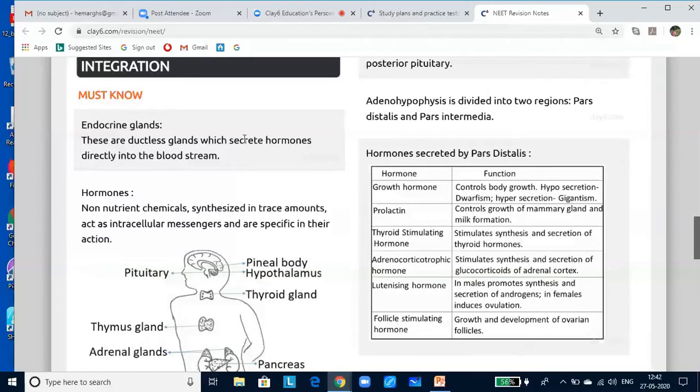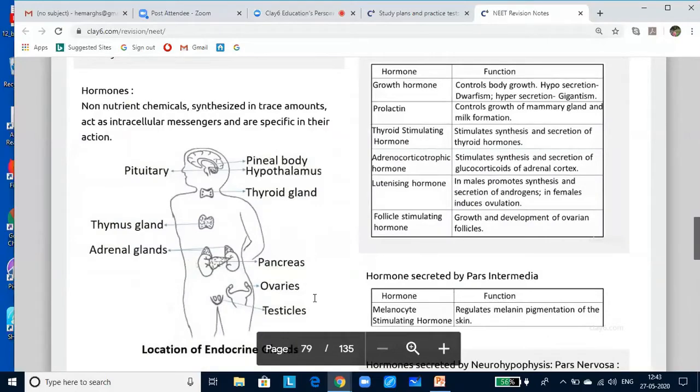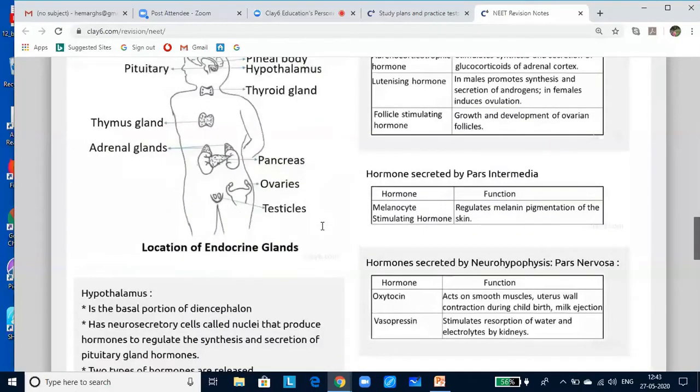And the branch of science that is dealing with the study of the endocrine system is called endocrinology. And this diagram is very, very important, because they might ask you to identify the glands that are present and give you the choice.